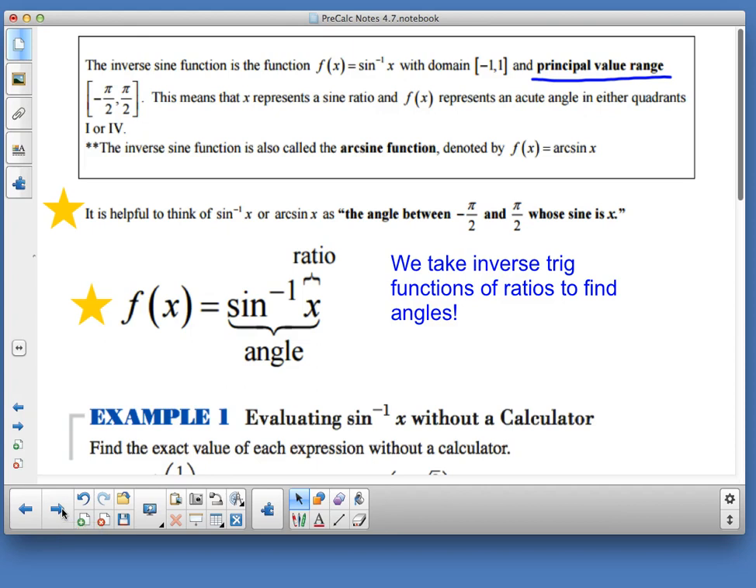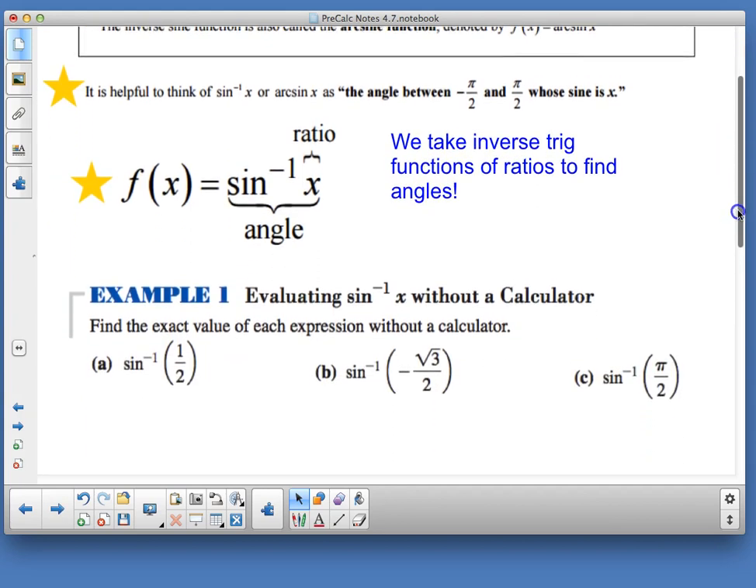And now, how are we going to use this stuff? You've used it. You've done it. I just showed you why your calculator returns that. The reason we haven't worried about it before is that when you were a geometry student, you always worked with the values in quadrant 1. It went from 0 to 90. You worked with acute angles. I didn't have to talk about it. So here, the angles are between negative pi over 2 and pi over 2, whose sine is x. Now, remember, ratios go in, an angle comes out.